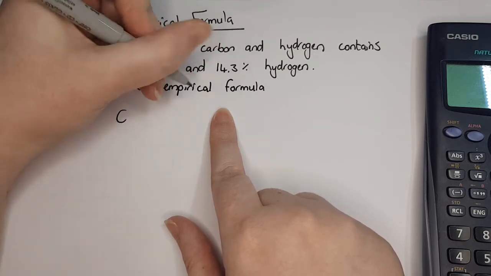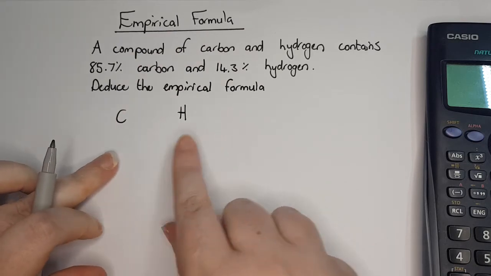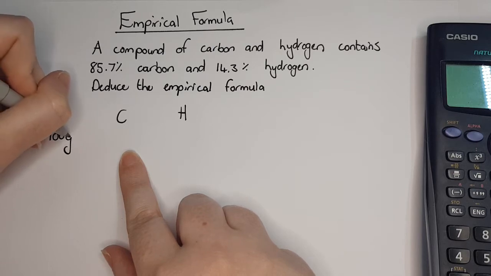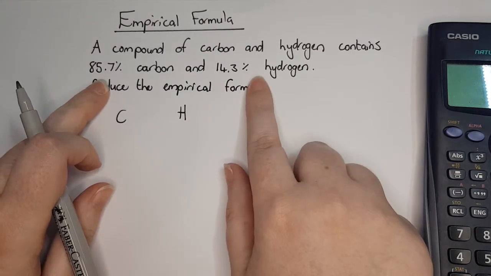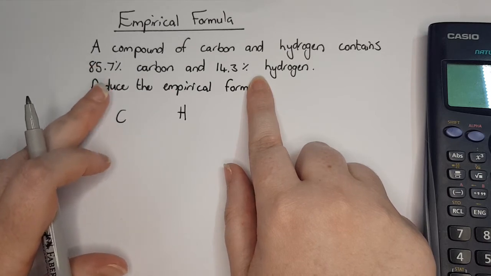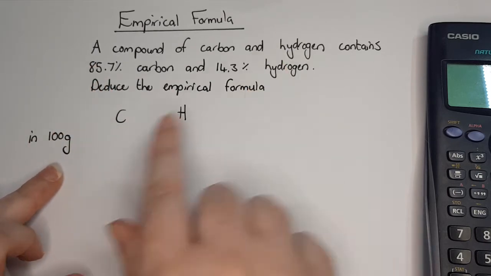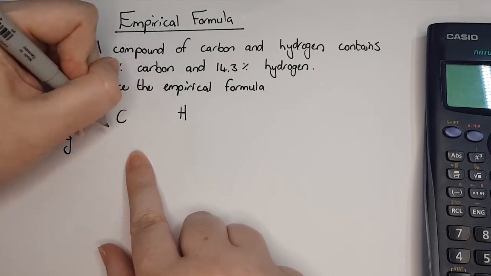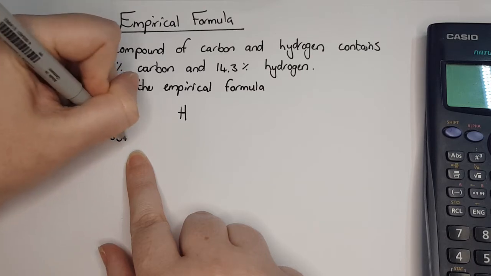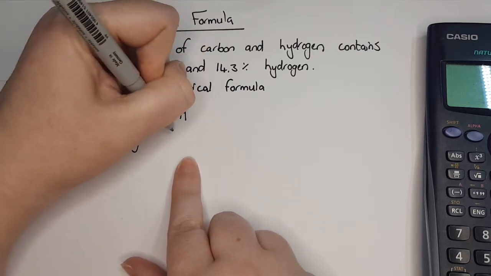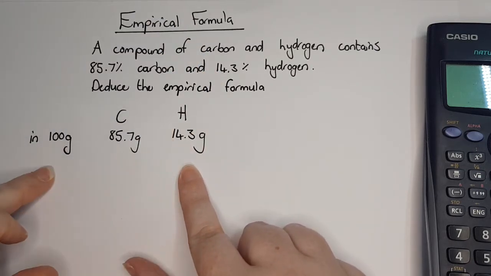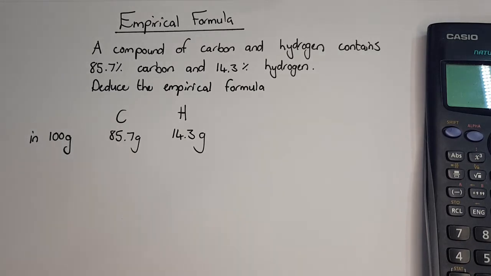So what we're going to do is first we write down our atoms. So we're dealing with carbon and we're dealing with hydrogen. And then we say in 100 grams. Because if we have 100%, we can say that those percentages are exactly the same in grams in a total of 100 grams. So in 100 grams, 85.7% is the same as saying 85.7 grams and 14.3 grams, because that adds up to 100. So this is now the mass in grams.